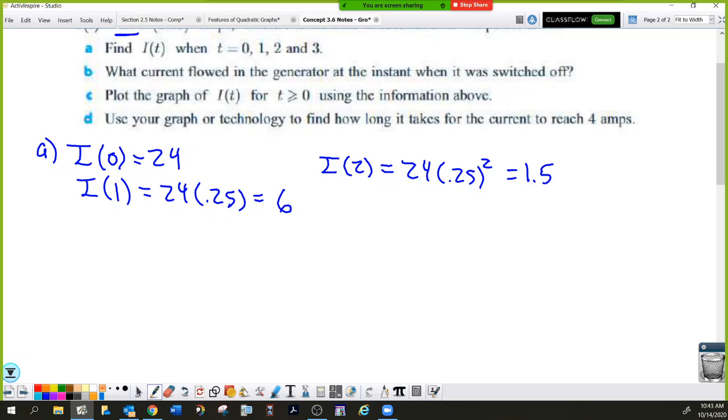Of course, this would be on a calculator portion of the test, and your test for this chapter would probably have a calculator and a non-calculator portion. And the last one is what's going on after 3 seconds: 24 times 0.25 raised to the 3. The calculator says it's 0.375.